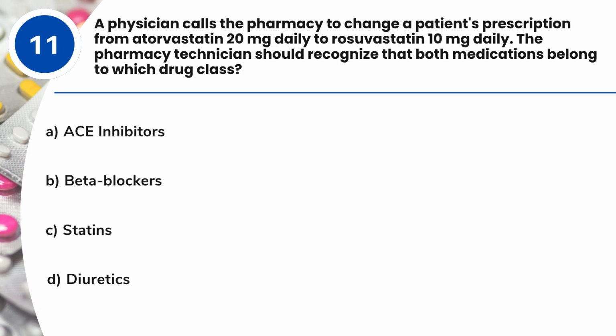Question 11. A physician calls the pharmacy to change a patient's prescription from atorvastatin 20 mg daily to rosuvastatin 10 mg daily. The pharmacy technician should recognize that both medications belong to which drug class? A. ACE inhibitors. B. Beta blockers. C. Statins. D. Diuretics.